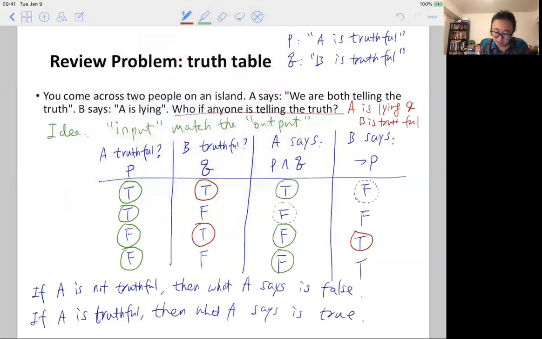Now, if we look at B, when B is lying, right? So Q is false, B is lying, then whatever B says has to be false. However, there's a mismatch because according to this truth table, whatever B says is true. So there's a mismatch. Again, that leads to a contradiction. So the only time where input matches the output is the third row. That leads to our conclusion that A is lying and B is truthful. Okay?